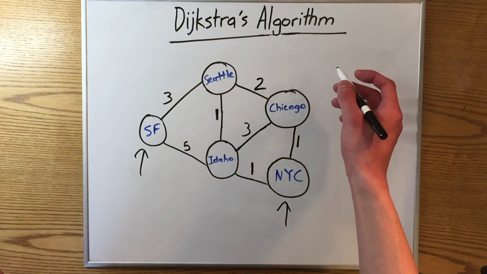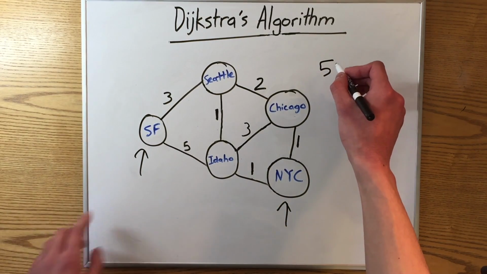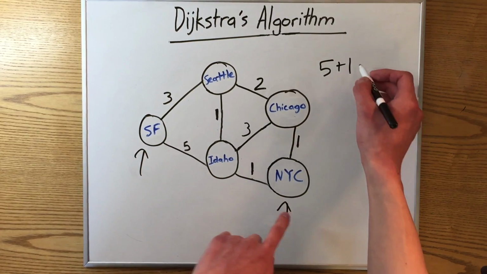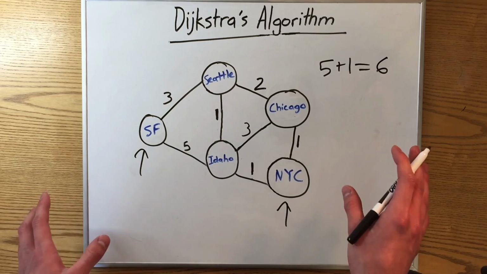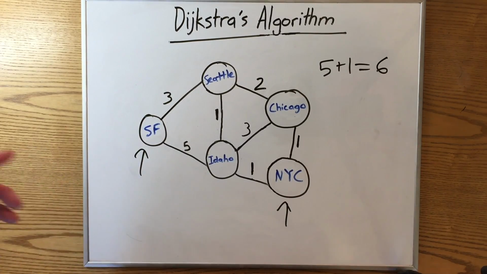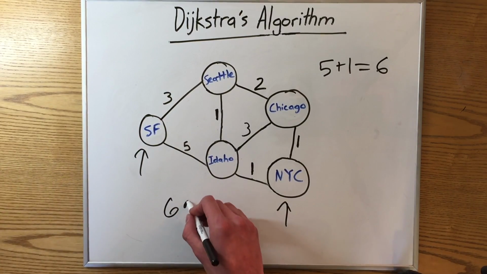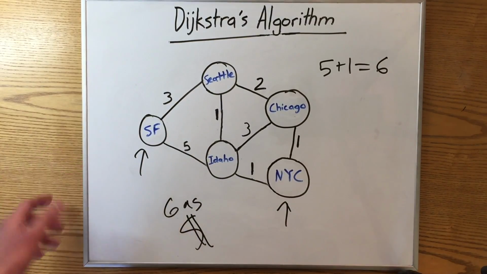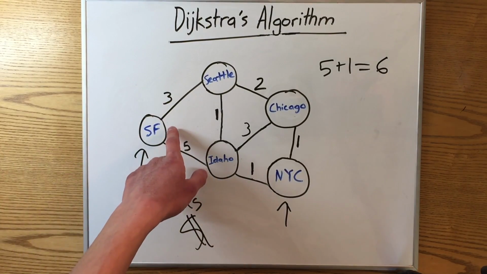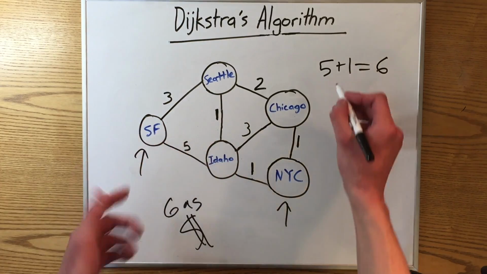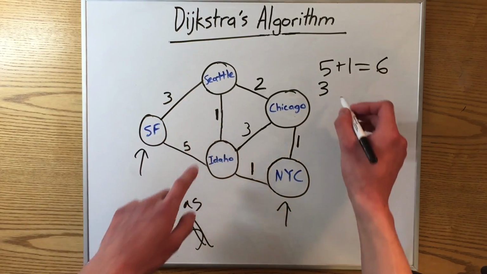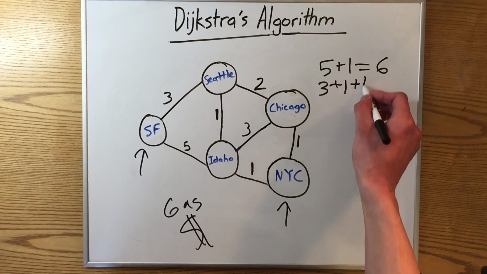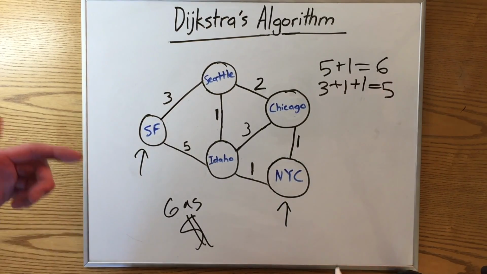Let's just write out the total path cost. So we know that it's 5 to get from SF to Idaho, plus another 1 to get from Idaho to NYC. Total path cost is 6. That seems a little bit high, and since we're poor college students, we want to save some of that gas money. So let's see if there's a shorter path. Well, let's say we go up from SF to Seattle first, so that's a cost of 3. We go from Seattle to Idaho, cost of 1. And then we go from Idaho to NYC. That's a cost of 5, and that's actually lower.